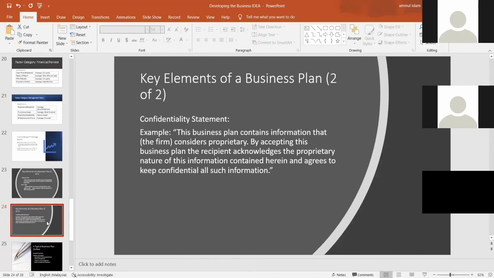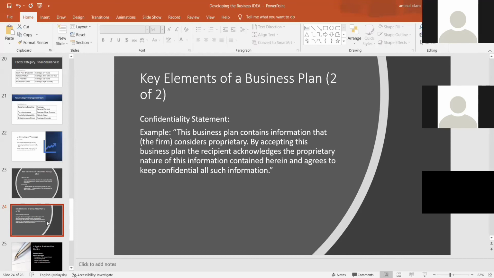So what you have in the business plan, the first one, is the confidentiality statement. The business plan contains information that the firm considers proprietary, right? So by accepting the business plan, anyone who receives your business plan will understand this is something confidential. If you make a business plan and submit it to a bank, and say the bank does not feel it is a feasible commercial idea and does not agree to support you, then you go to the venture capitalists. Even if they do not agree, you go to your business angels. Whoever gets your business plan, it ends there. Even though they do not support it, they keep it confidential, which is very important.